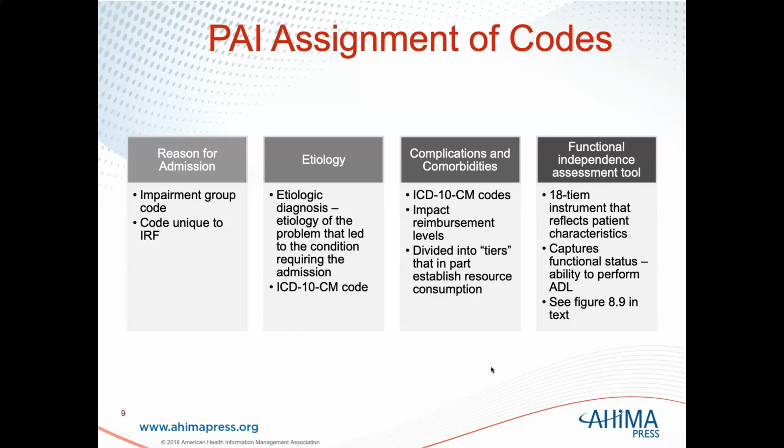According to your book, by the fourth day of inpatient admission, the IRF PPS requires assignment of codes. These codes reflect the reason for admission to the rehab facility using impairment group codes, the etiology of the impairment using ICD-10 CM codes, comorbidities and complications using ICD-10 CM codes, and the reason for interruption, transfer, or death, and that would be obviously discharge, using an ICD-10 CM code. So ICD-10 CM pretty much rules, but you do have reason for admission codes as well from the impairment group.